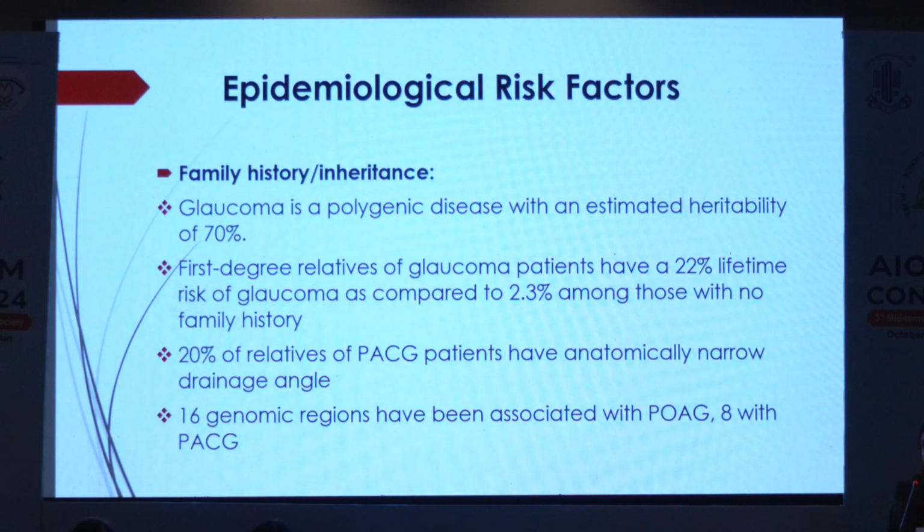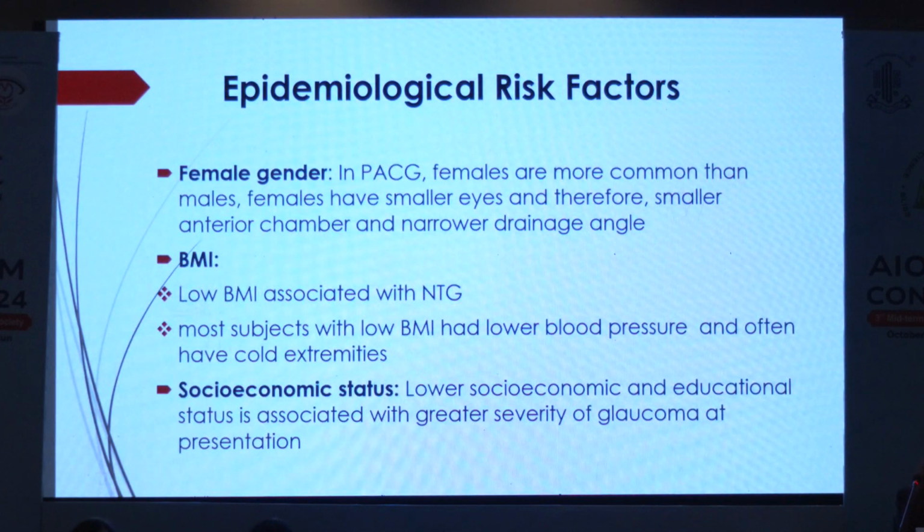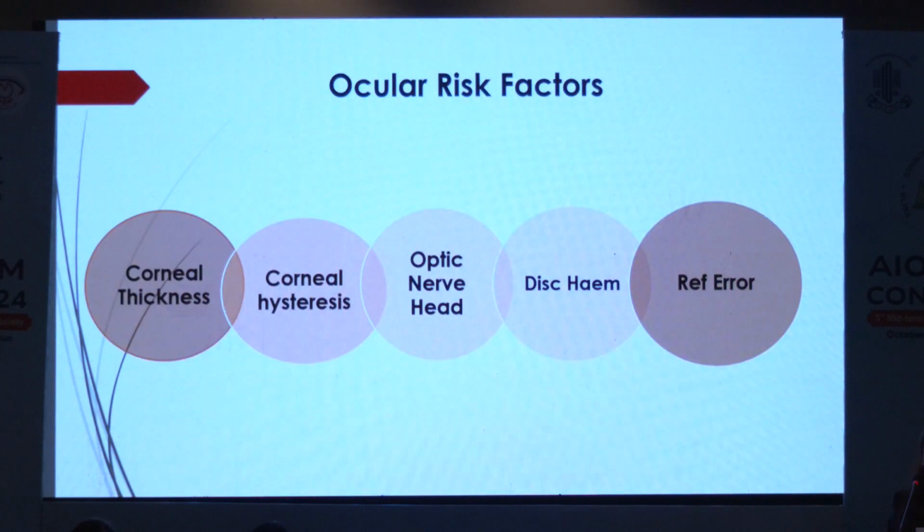Then we have the family history, the inheritance. Glaucoma is now being classified as a polygenic inheritance, and almost 70% estimated heredity is there in those cases, both for PACG as well as for POAG, and various genome-wide studies are going on which have identified different types of genes for this. Then we have your gender. PACG is more common in females, again because of the anatomical constitution. Low BMI is associated with NTG, and then the socioeconomic status. There is a greater severity of glaucoma if you have a lower socioeconomic status, which is basically related to nutrition and other factors which are coming into play.